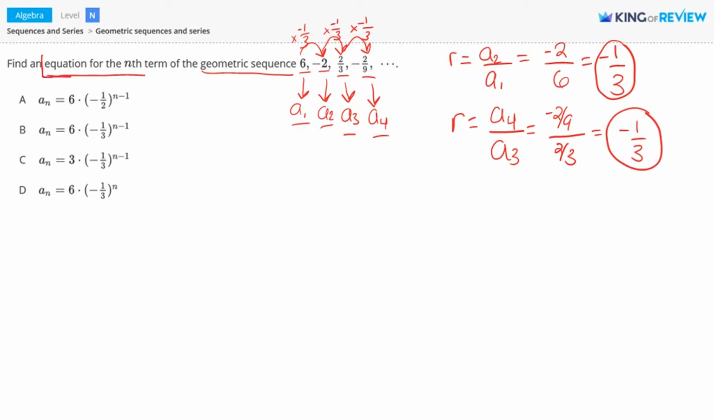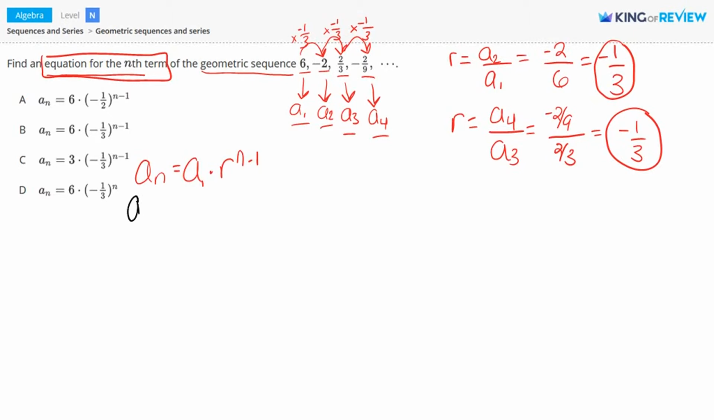Again, we're trying to find the equation for the nth term of this geometric sequence. So we have a formula for this, a rule for the geometric sequence. This is A_n equals A1 times R to the n-1 power. This is the nth term of a geometric sequence with A1 as its first term and R as the common ratio. So now we can fill in this rule with the values that we know.